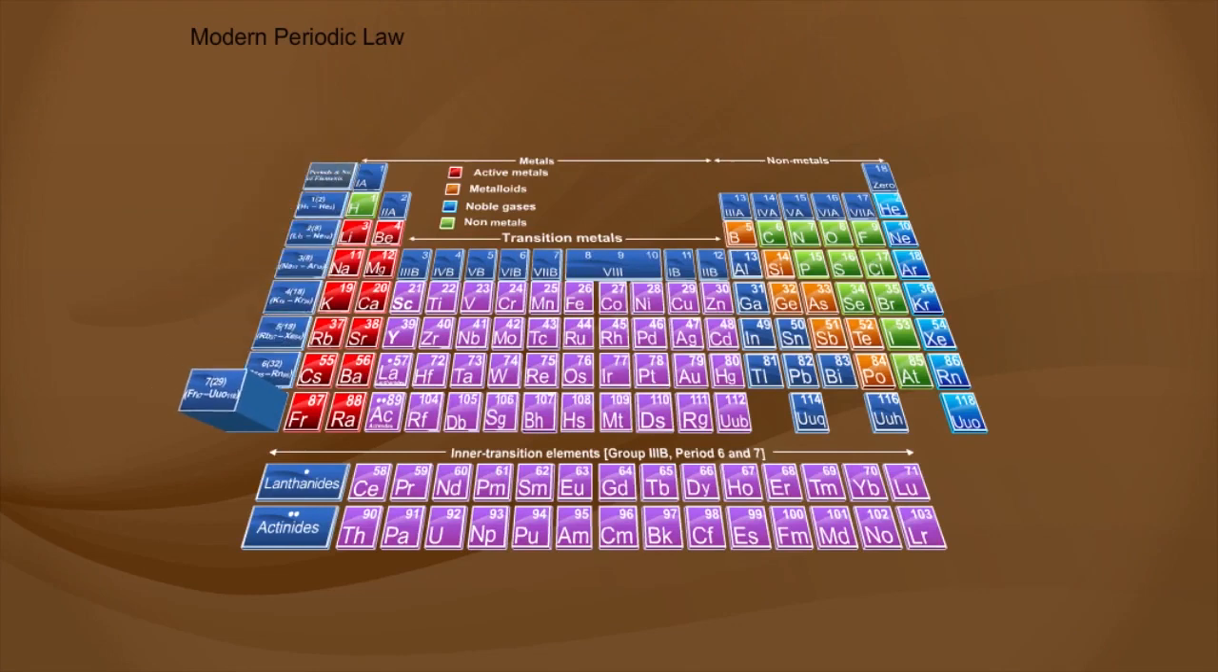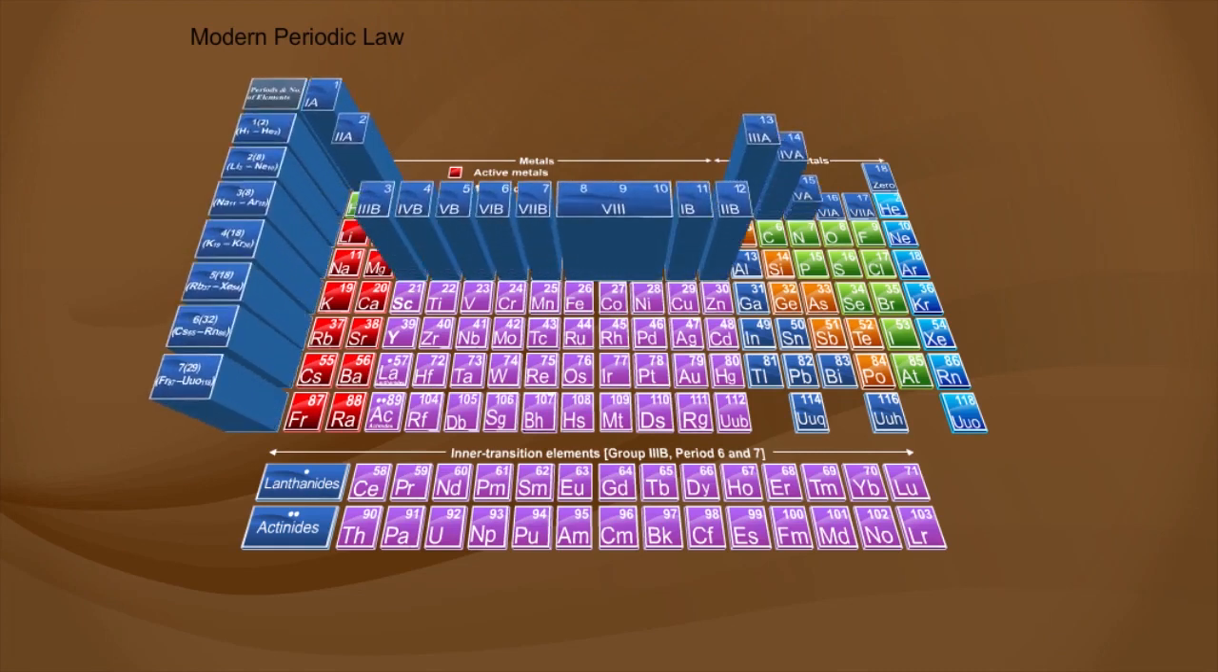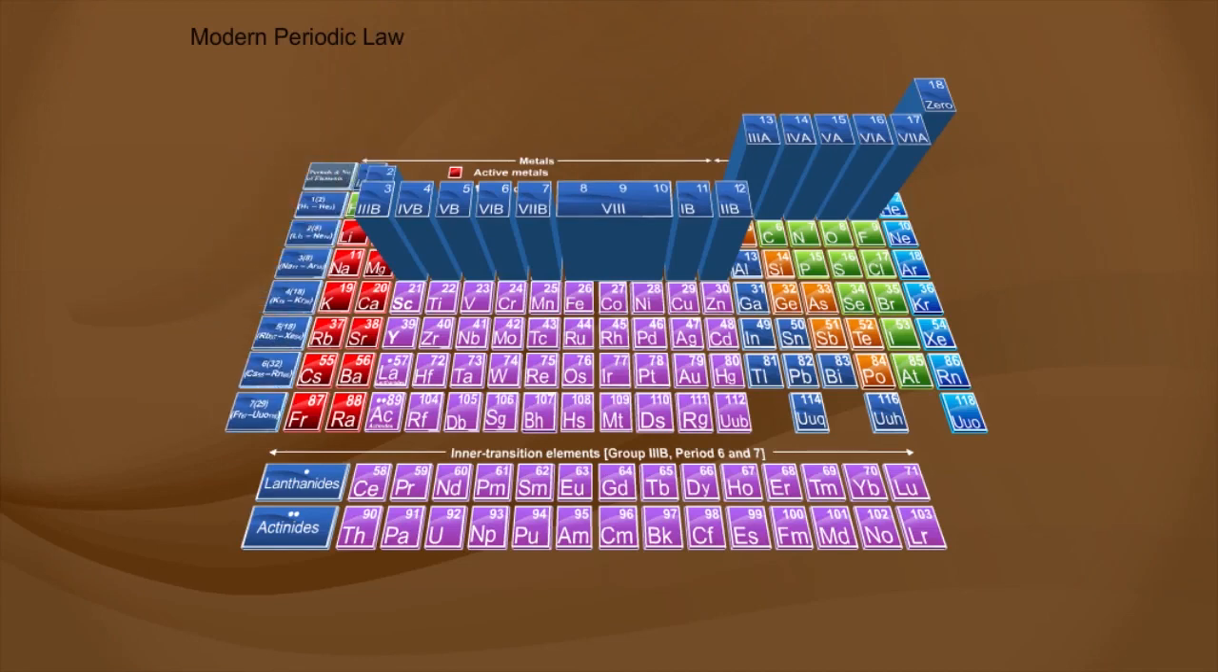It states that the physical and chemical properties of all elements are a periodic function of their atomic number. This is also the modern periodic law. On the basis of the above law, Moseley prepared a long form periodic table which consisted of 7 periods and 18 groups, as you can see here.